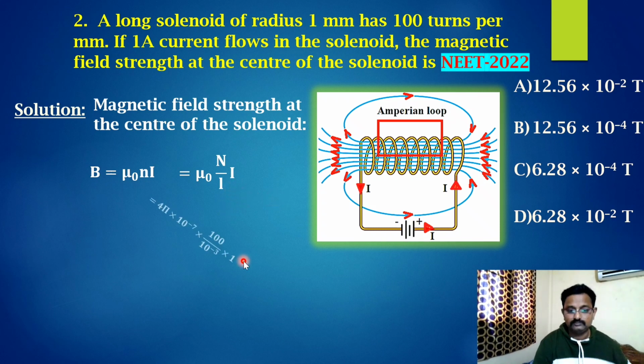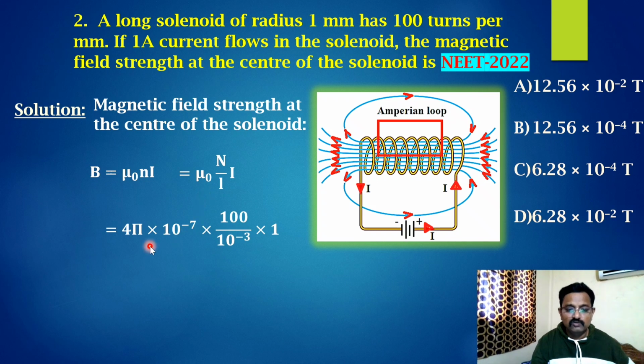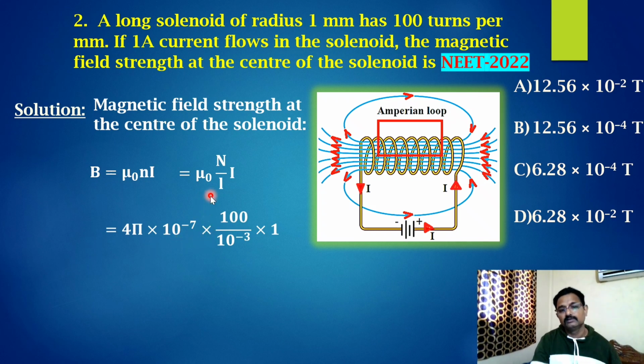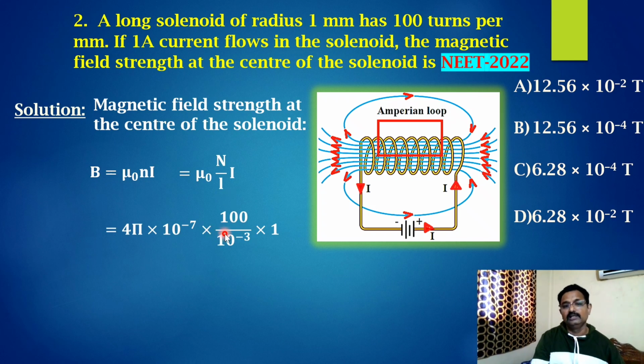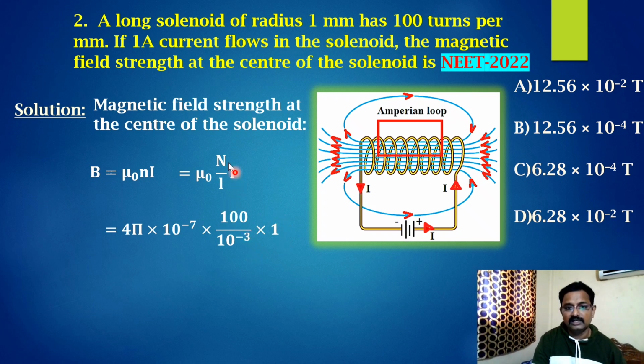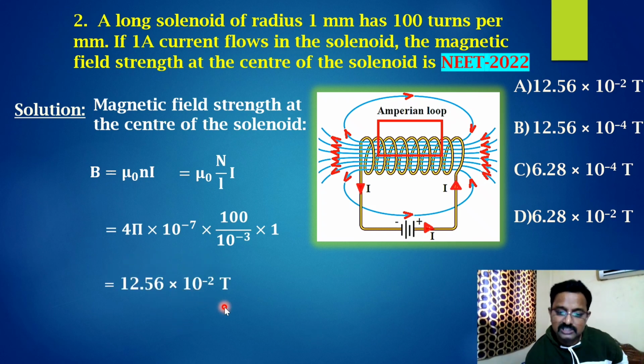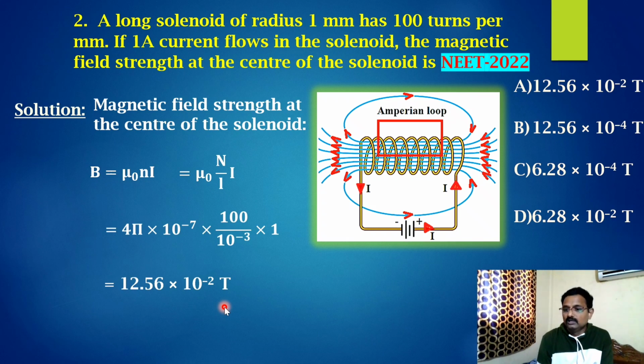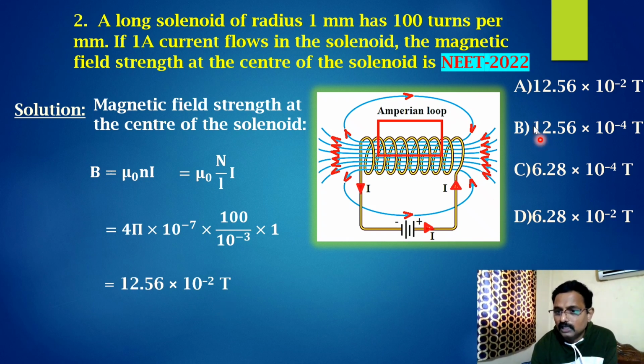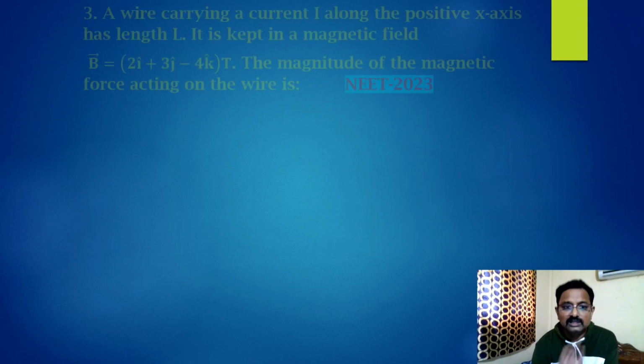So here mu naught value is 4 pi into 10 power minus 7, total number of turns 100 by length 1 millimeter, that means 10 power minus 3 meter, into current, that is 1 ampere, into 1. So if we simplify, we will get 12.56 into 10 power minus 2 Tesla. From the given options, option A is the answer, my dear. Now we will go with the third question.